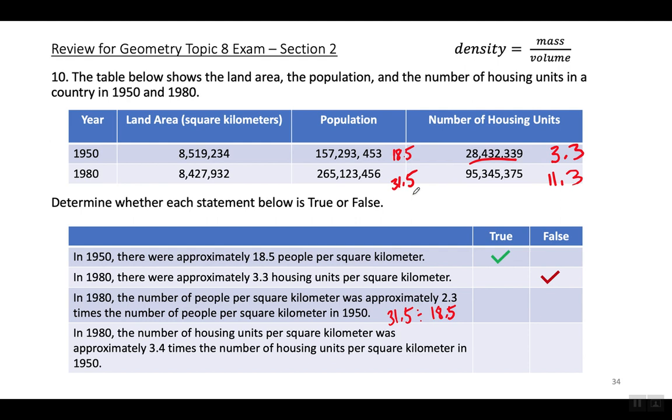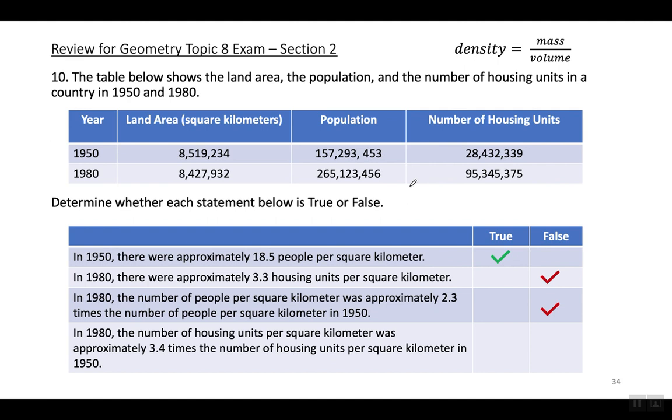I get 1.7. So when I divide that, I get 1.7. And right here it says that it's supposed to be 2.3 times. 18.5 times 2.3 is supposed to give you this. So that would be false. That question is false. Great, I just deleted my answers.